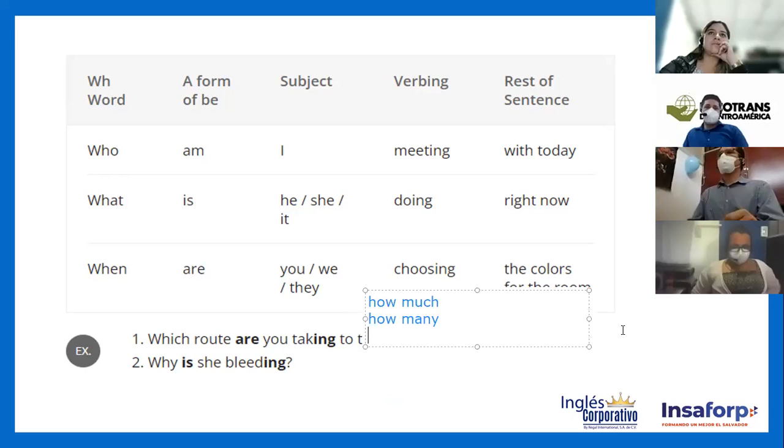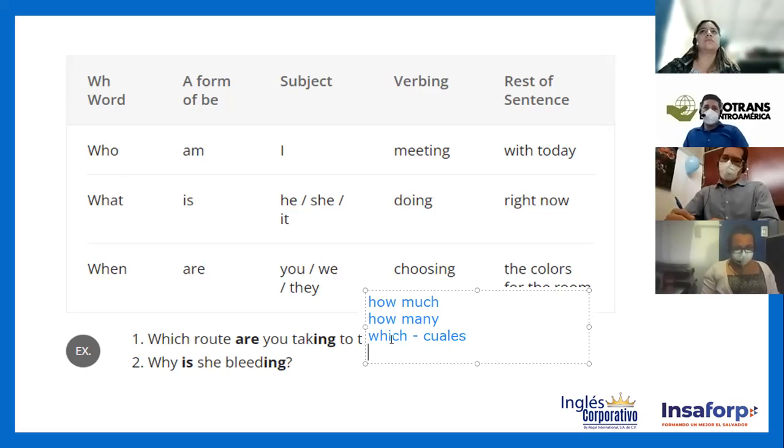Which is the other example? You mean which is this one? Yes. Okay. What do you mean with which? It means cuáles. Yes, cuáles. But with which, usually we have two options, two options we have with which.